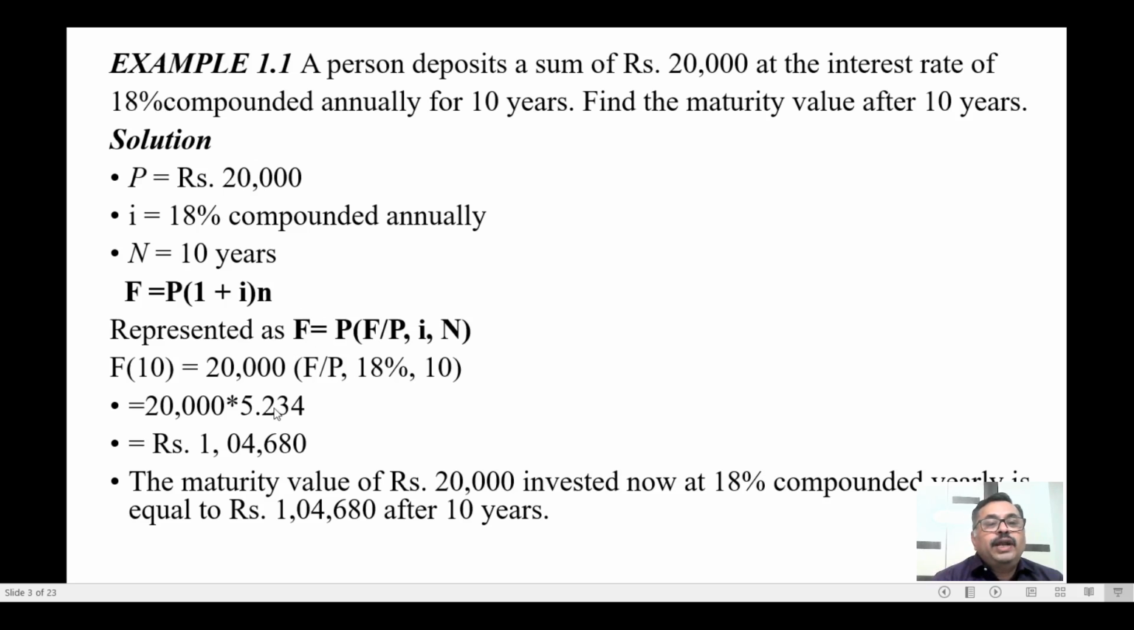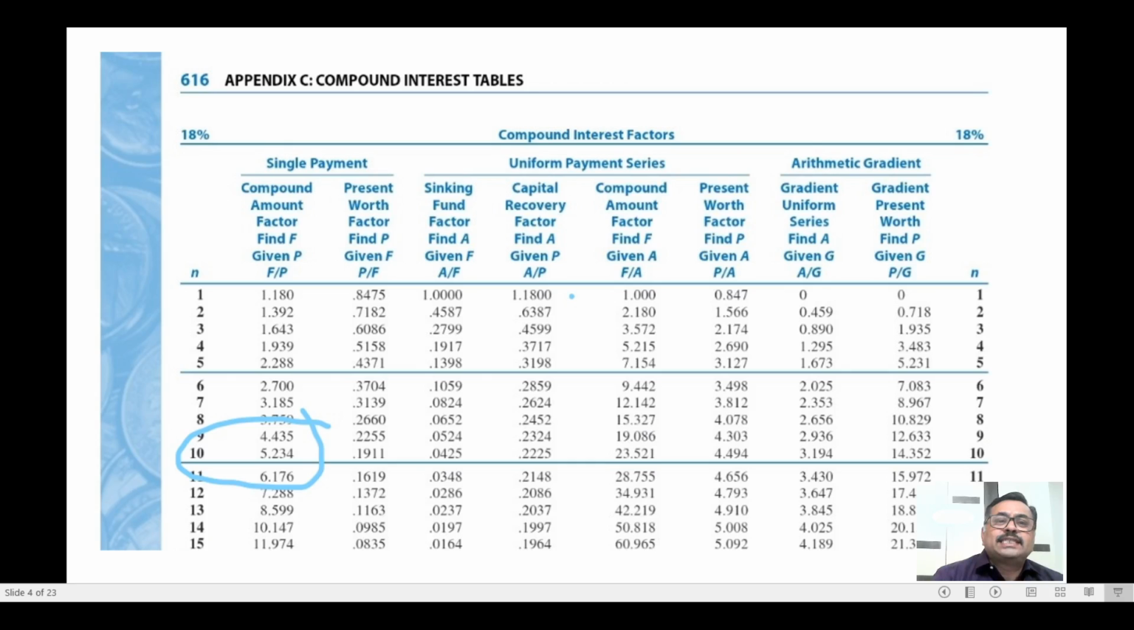That is 5.234 multiplied by 20,000. You will get 1,04,680 rupees at the end of the 10th year, if you deposit an amount of 20,000 rupees now with an interest rate of 18% for a 10-year period. Fine. Now let us go to the next type that you have. I hope you understood how to read the table.